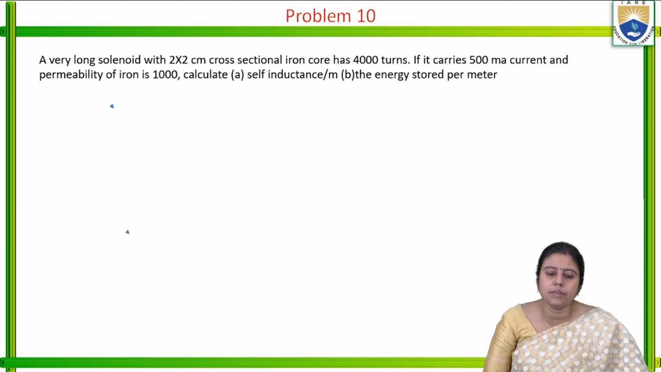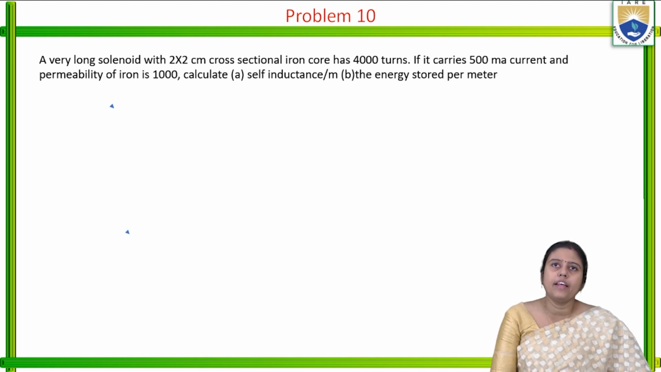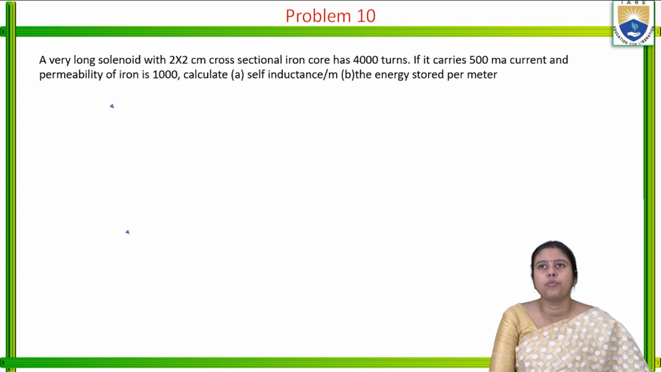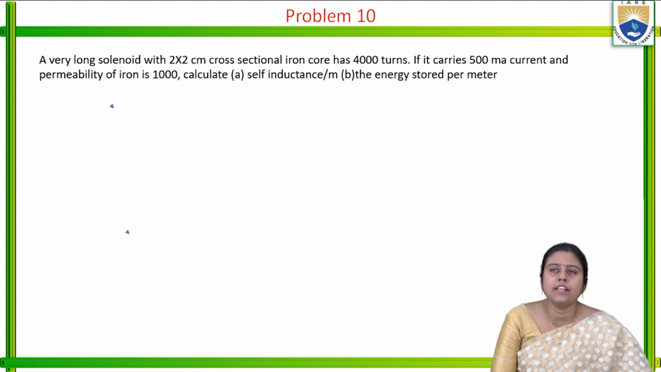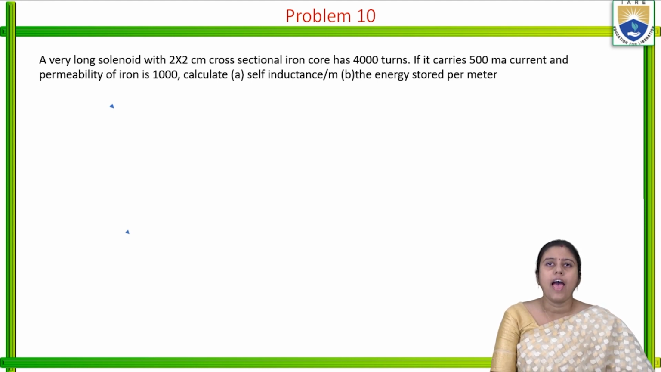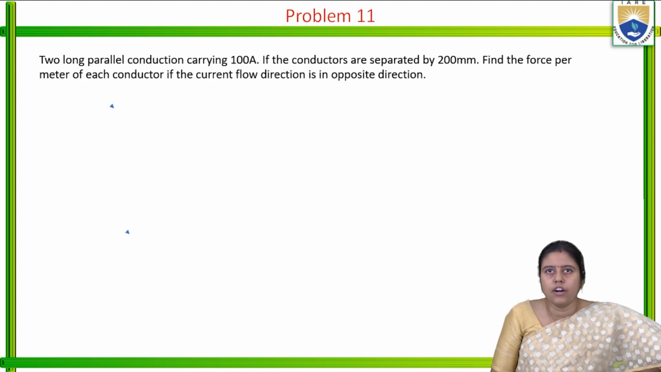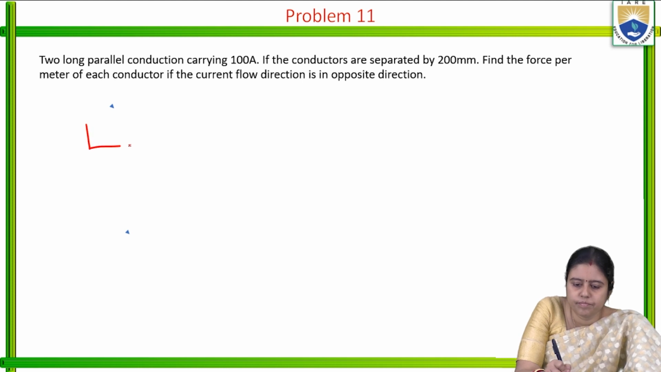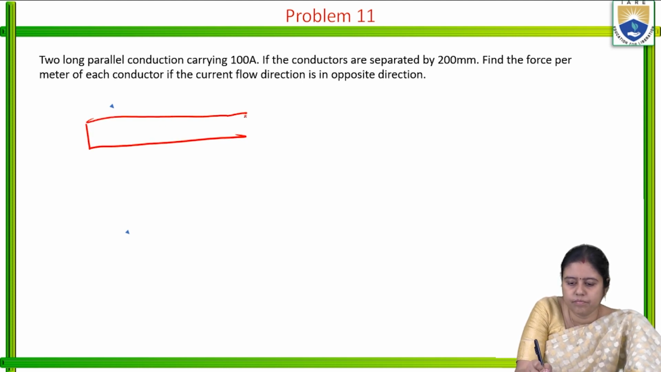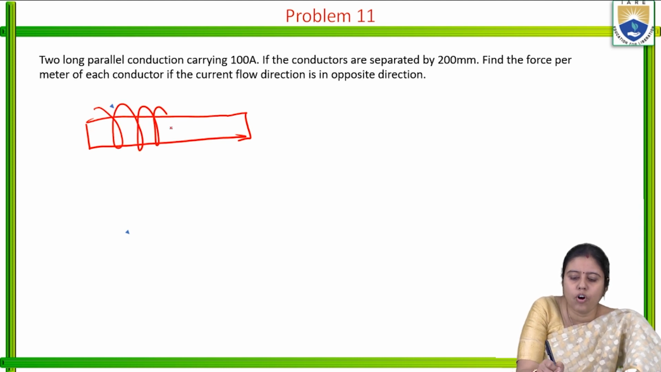What is problem number 10? A very long solenoid with 2 into 2 centimeter cross-sectional iron core has 4000 turns. If it carries 5 milliampere current and the permeability of the iron is 1000, then calculate the self-inductance and the energy stored. So a very long conductor means, and it has some coils.